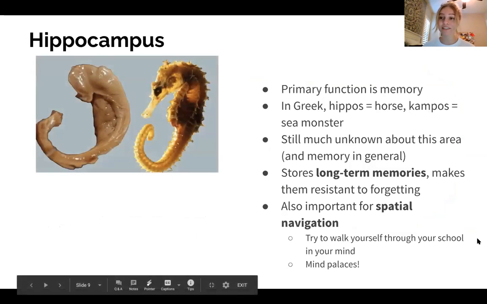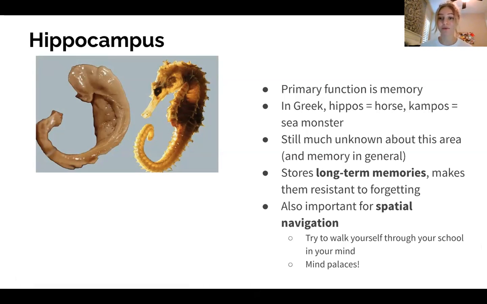So next, I'm going to be talking about the hippocampus. So the hippocampus has a primary function of memory. And in Greek, hippos equals horse, and campos means sea monster. And as you can see in the picture to the left, that is a hippocampus compared to a seahorse. So hippocampus pretty much means seahorse. And I think it was named pretty well because it really looks like one.